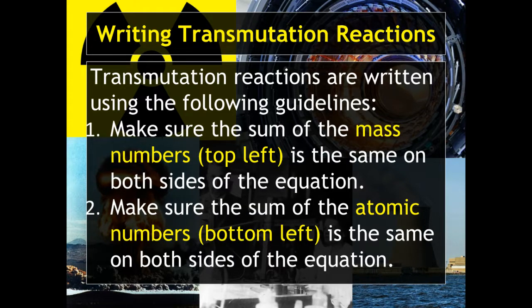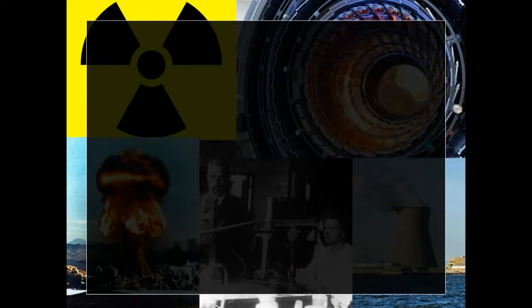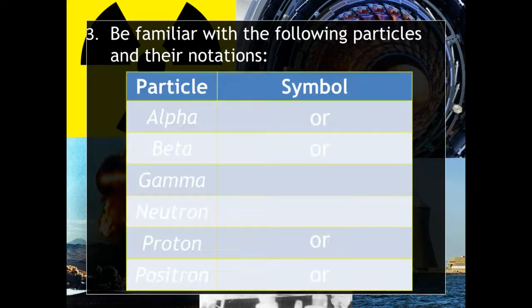Transmutation reactions are written using the following guidelines. Make sure the sum of the mass numbers, top left, is the same on both sides of the equation. Make sure the sum of the atomic numbers, bottom left, is the same on both sides of the equation. Be familiar with the following. Alpha is helium, atomic mass 4, 2 protons. This is straight from the periodic table. Same thing with the alpha Greek letter.